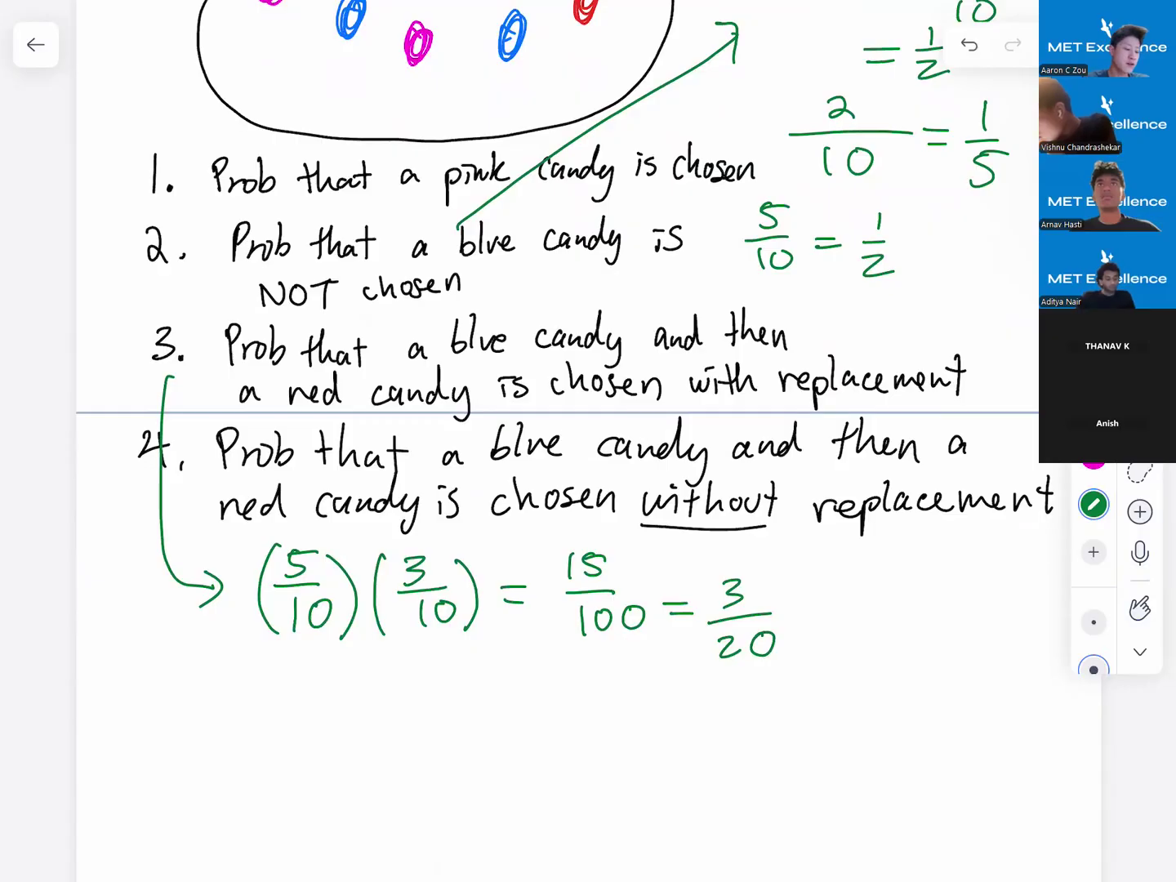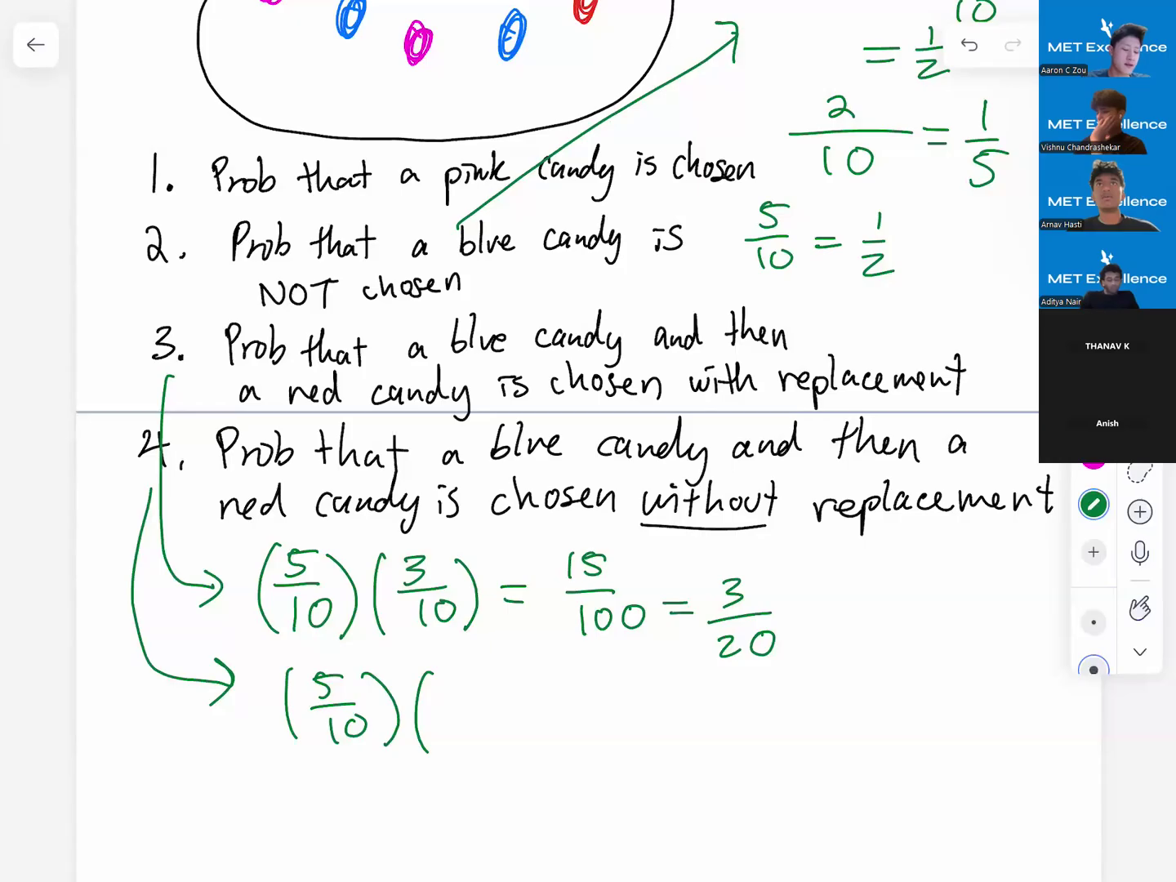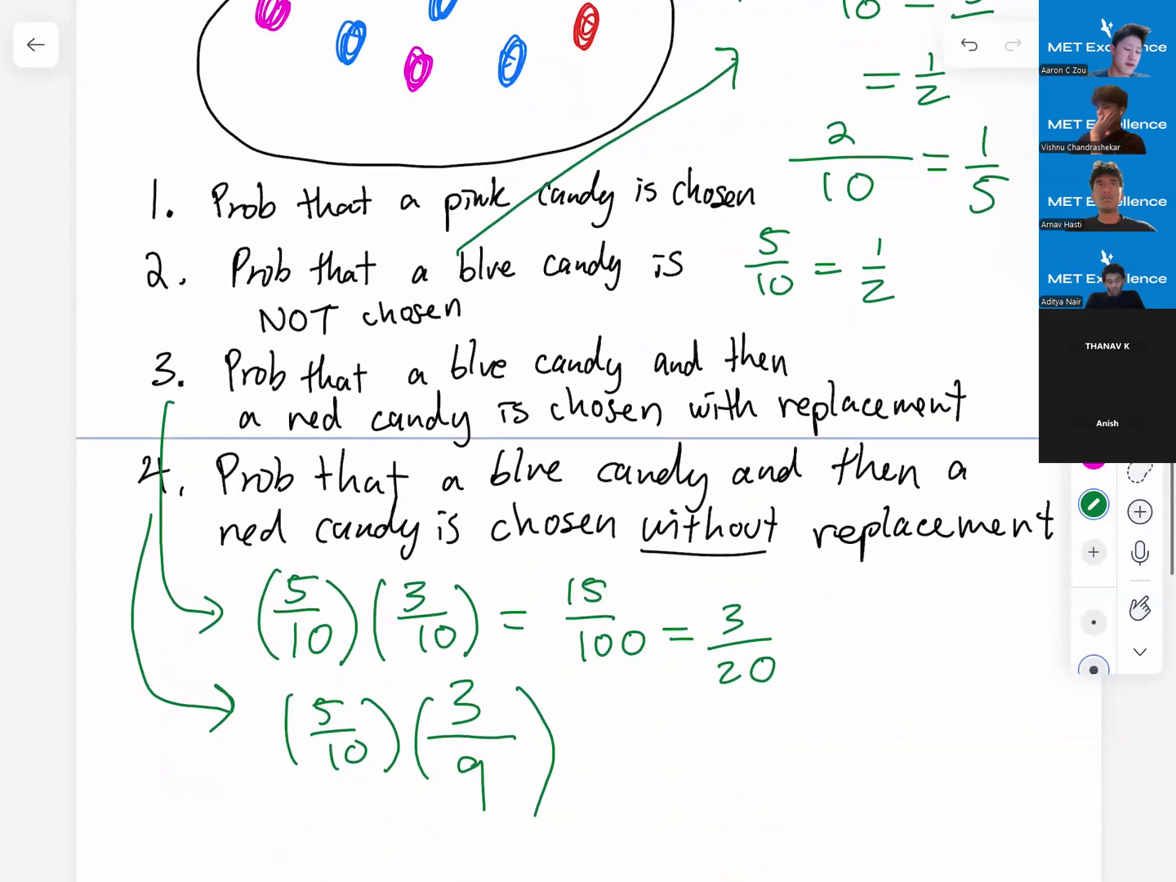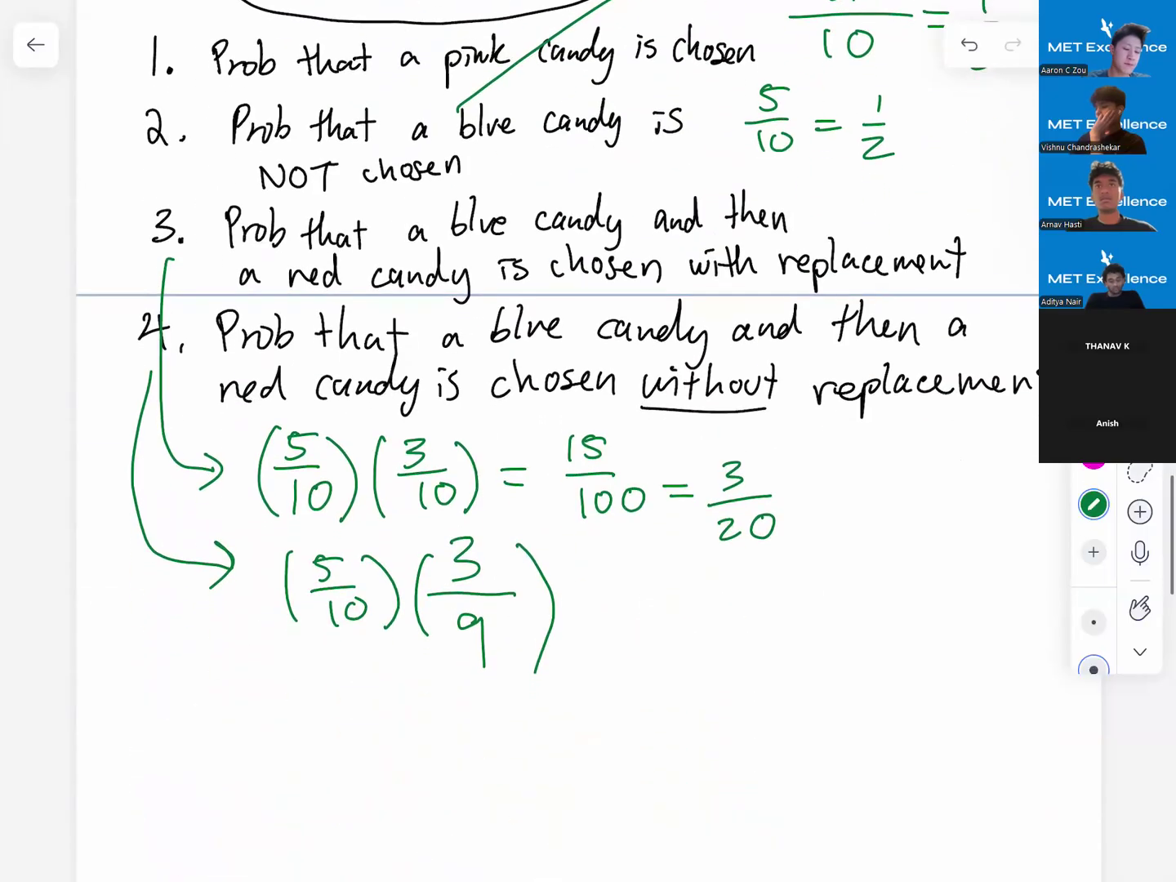And then finally, for the last question, the probability of a blue candy and then a red candy is chosen without replacement. So this time we don't put the candy back. First we find the probability of choosing a blue candy. So that's 5/10. And then now, since there's no replacement, our denominator went down by 1. So we only have 9 candies left. And then we still have 3 red candies. So this will be 15/90.